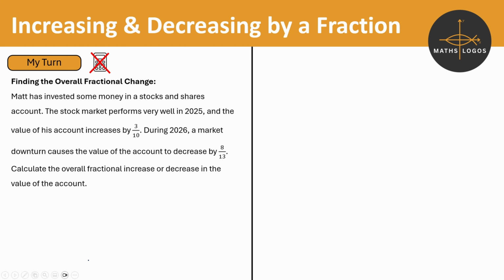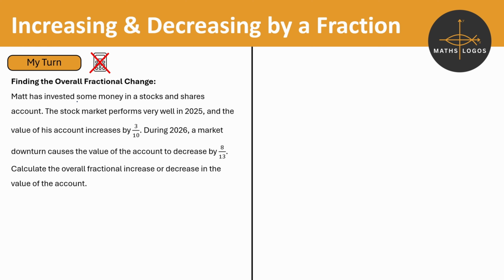Okay, our last type of example is finding the overall fractional change. Matt has invested some money in a stocks and shares account. The stock market performs very well in 2025, and the value of his account increases by 3/10. During 2026, a market downturn causes the value of his account to decrease by 8/13. Calculate the overall fractional increase or decrease in the value of his account.